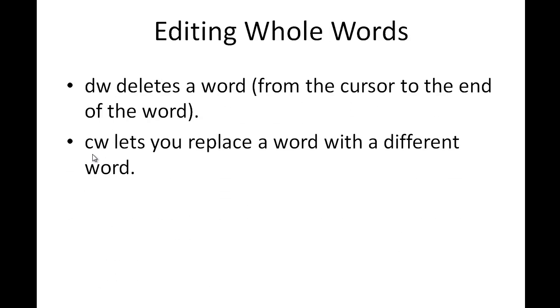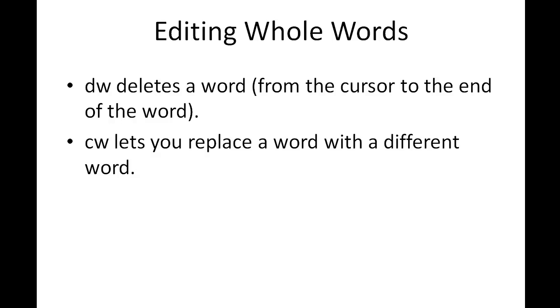dw and cw are 2-letter commands that let you work with an entire word. If your cursor is at the beginning of a word and you type dw, that entire word is deleted. Now, we are using Vim's definition of word here, and again, you have to get used to that.